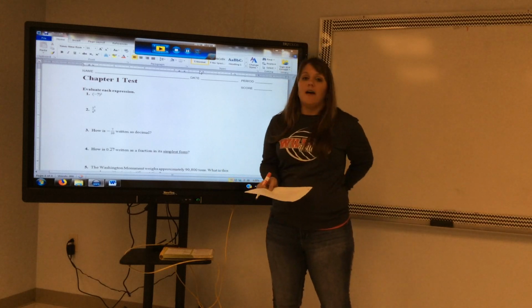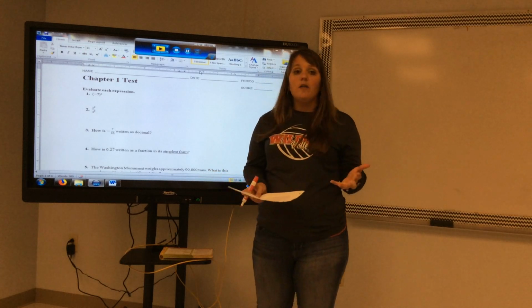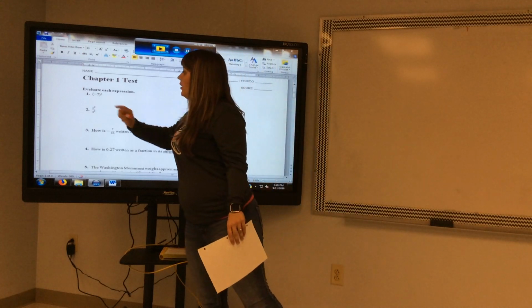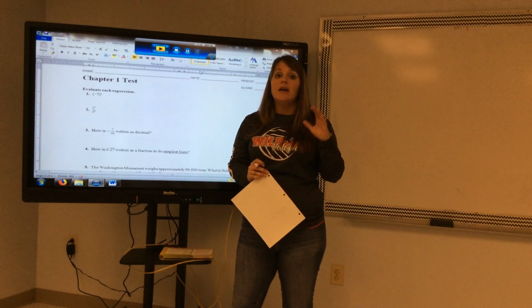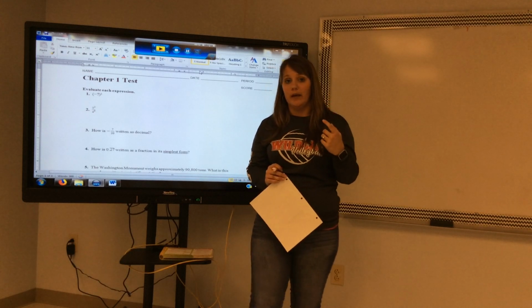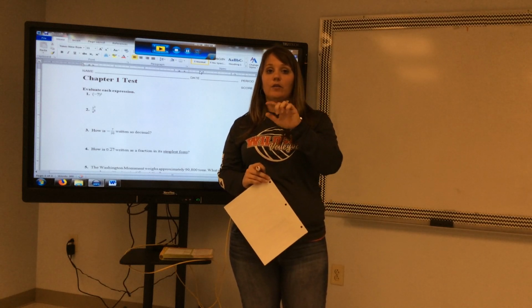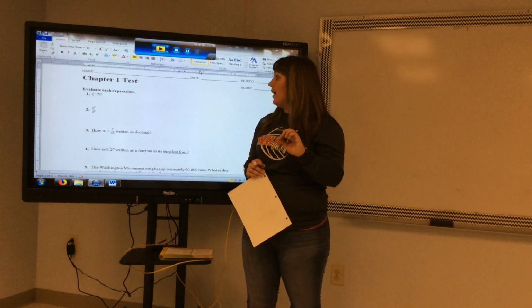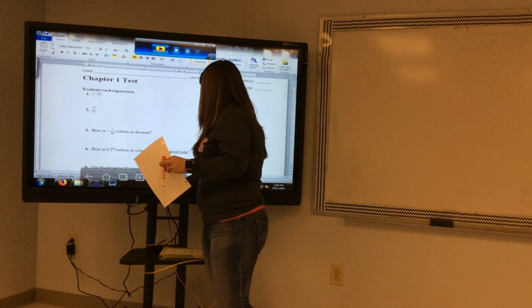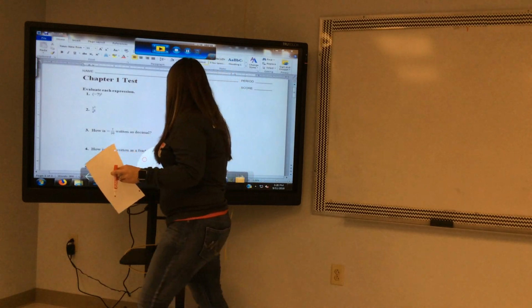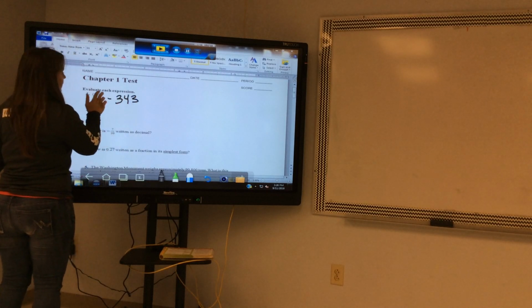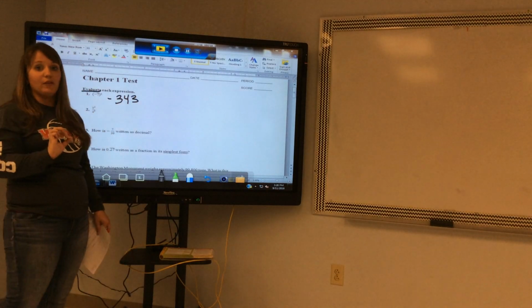Number 1 says to evaluate each expression. Evaluate means just find a value for that number. So you type this into your calculator exactly how it looks: parentheses, -7, close parentheses, raised to the power of 3. Remember to put that power button in there. You use the up arrow. And when you do that, you should get -343. So here, my answer is -343. The term evaluate means you need that value for that number.